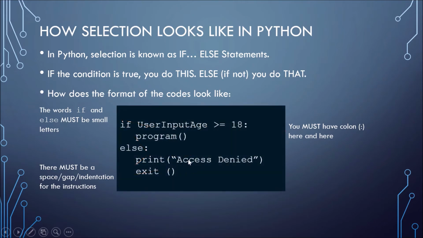Now, here's an example of how the code would look like. If the user input is above or equal to 18, then you can run the program. If not, you print out access denied, and you exit the program.